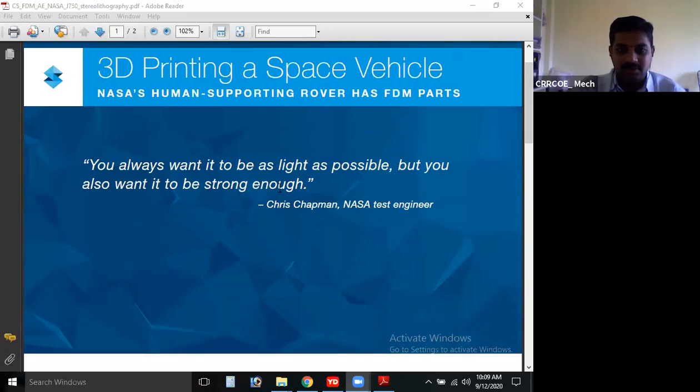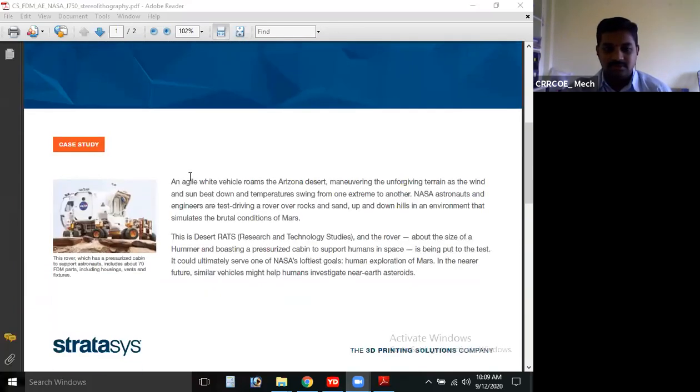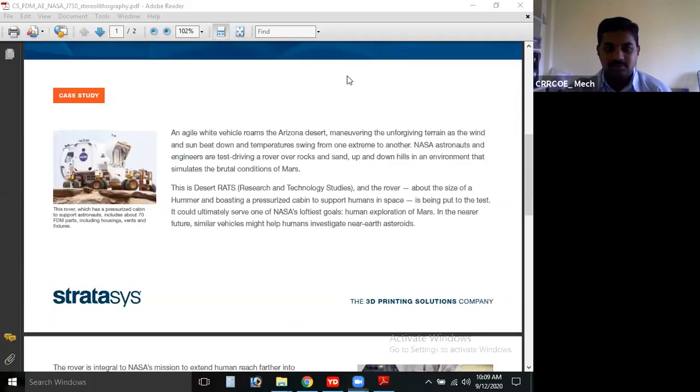So they have developed parts for the human supporting rover. The mission is the human supporting rover, from the FDM technique, fused deposition modeling. This is the component they have developed. This is the mission. Some of the parts have been developed by this particular FDM technique, fused deposition modeling. Every time, for each and every technique, we are discussing case studies. This is one of the case studies.